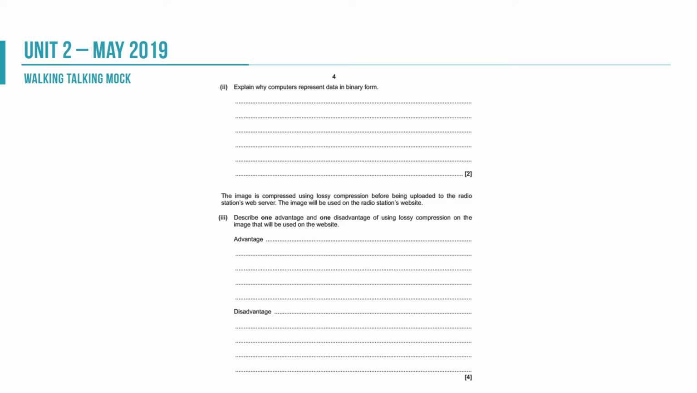Explain why computers represent data in a binary form. That kind of feels like a slightly odd question. It's not sort of directly related to the content you might have studied. But why do they represent things using ones and zeros?